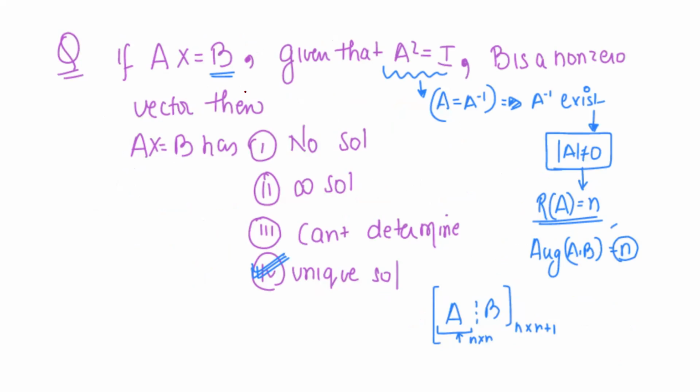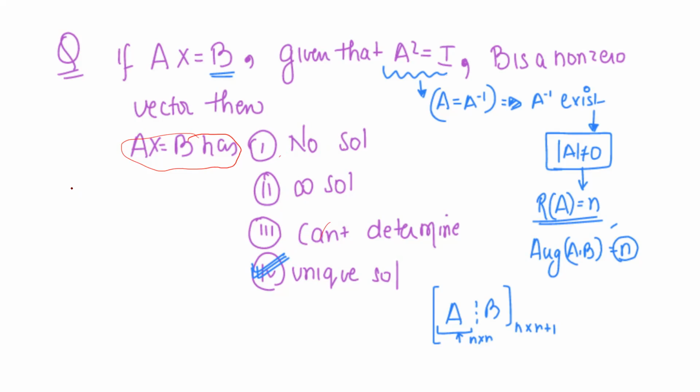If Ax = b, given that A squared is equal to I and b is a non-zero vector, then Ax = b has: no solution, infinite number of solutions, cannot be determined, or unique solution?